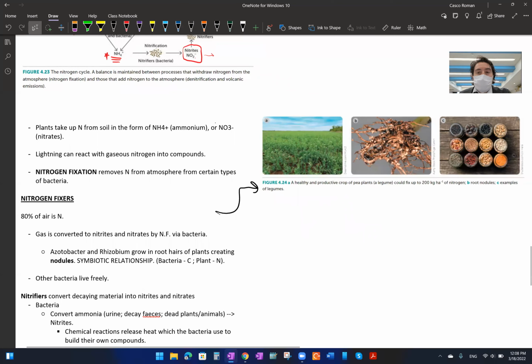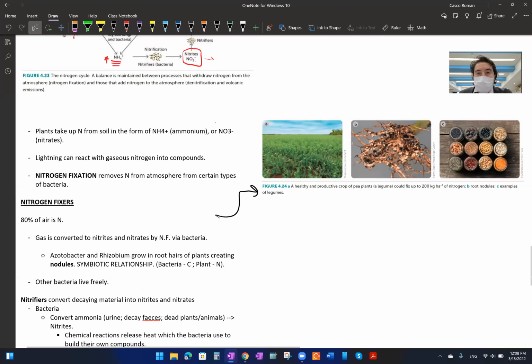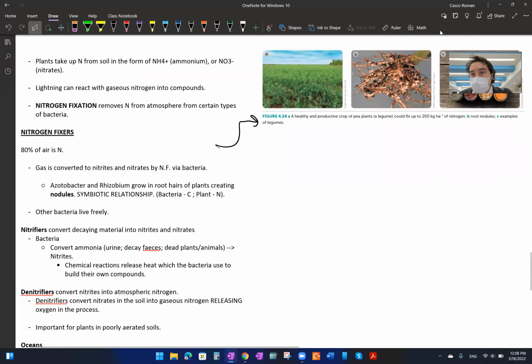80% of nitrogen is actually in the air, right? Of course, we can't use that, like I was mentioning before. This gaseous nitrogen is converted into nitrites and nitrates by nitrogen fixation because of these bacteria. More specifically, I want you guys to know this and memorize this. Let me just put this here.